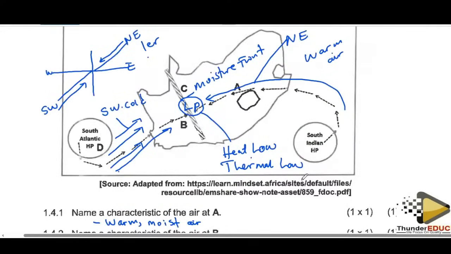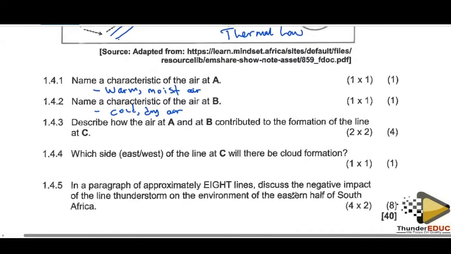So, like I mentioned, cold air comes in, warm air comes in. So when they collide at this point, cold air undercuts warm air because it is cold and dense, making the warm air continue rising. So when warm air continues rising, it will end up forming a moisture boundary, which we refer to as a moisture front. So that is how we could answer question 1.4.3. All right. Let us proceed to question 1.4.4.